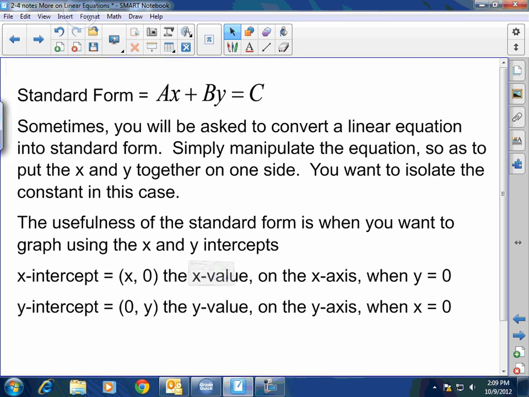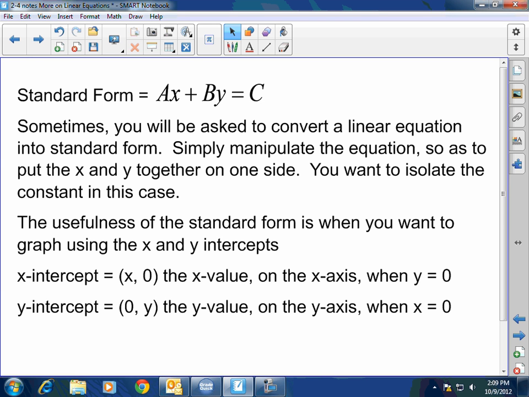Okay, sorry about that. So, like I was saying, standard form. Sometimes they're going to ask you for standard form. And standard form is useful when they're giving you x and y intercepts. Now, what are x and y intercepts? We've talked about the y-intercept, but let me just talk about intercepts in general. The x-intercept is the x value when y is 0, and it's on the x-axis. And the y-intercept is the y value when x is 0, on the y-axis.